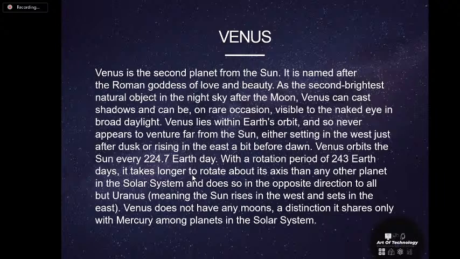Venus orbits the Sun every 224.7 Earth days. With a rotation period of 243 Earth days, it takes longer to rotate about its axis than any other planet in the solar system, and does so in the opposite direction to all but Uranus, meaning the Sun rises in the west and sets in the east. Venus does not have any moons, a distinction it shares only with Mercury among planets in the solar system.